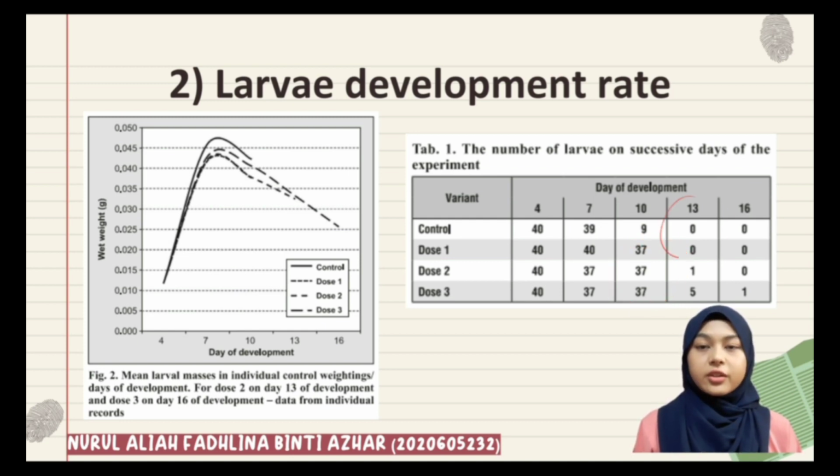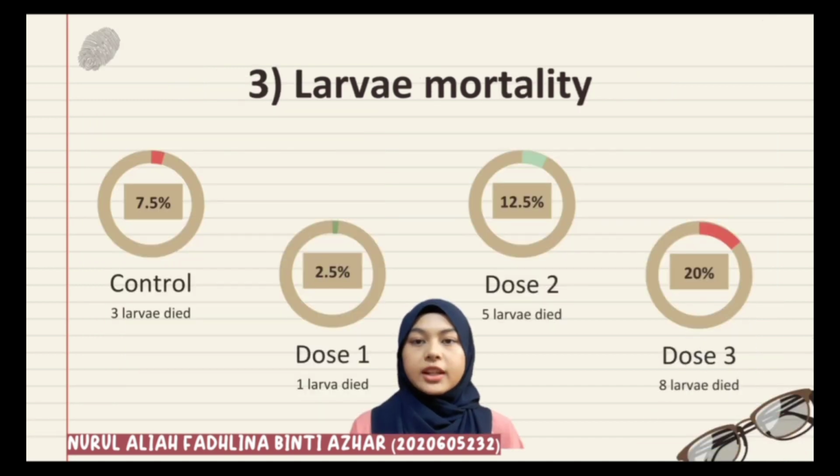On day 13 of the developmental cycle, neither the control sample nor the sample that had received drug dose 1 contained any larvae. The larvae were only present in the medication dose 3 on day 16 of development. For mortality of larvae, depending on the experimental variant, varying levels of larvae mortality were discovered during the experiment. A small number of larvae died in control, whereas those 3 had the highest larvae mortalities. This shows that the higher the dosage of the drug, the higher the number of mortalities of the larvae.